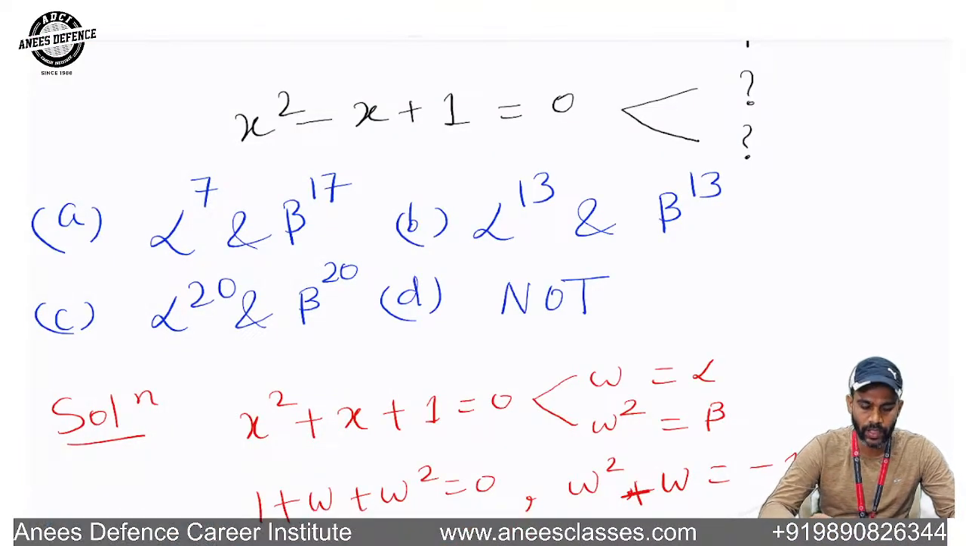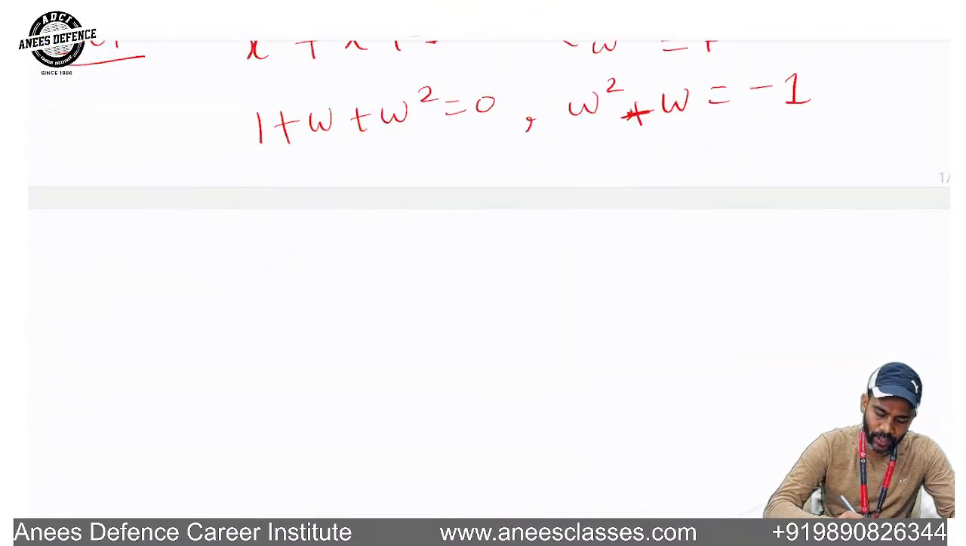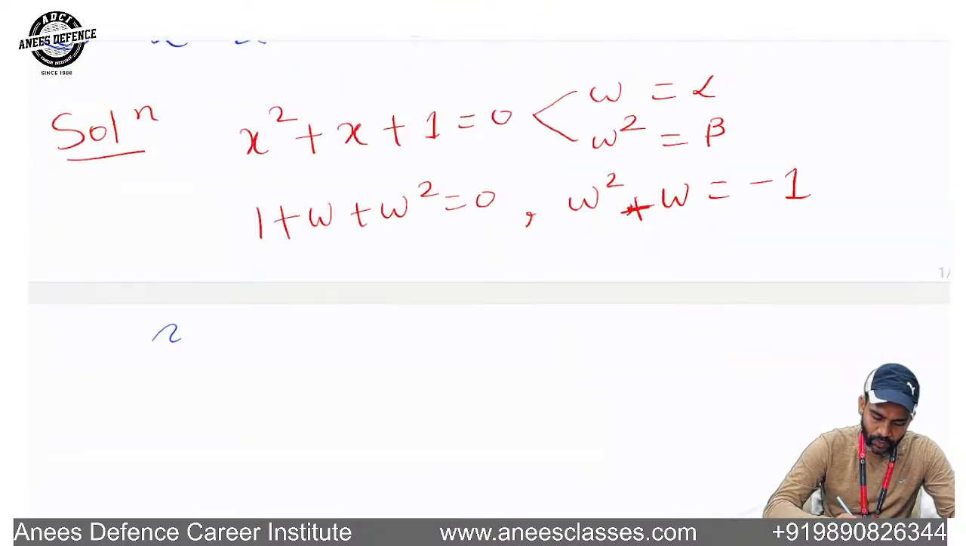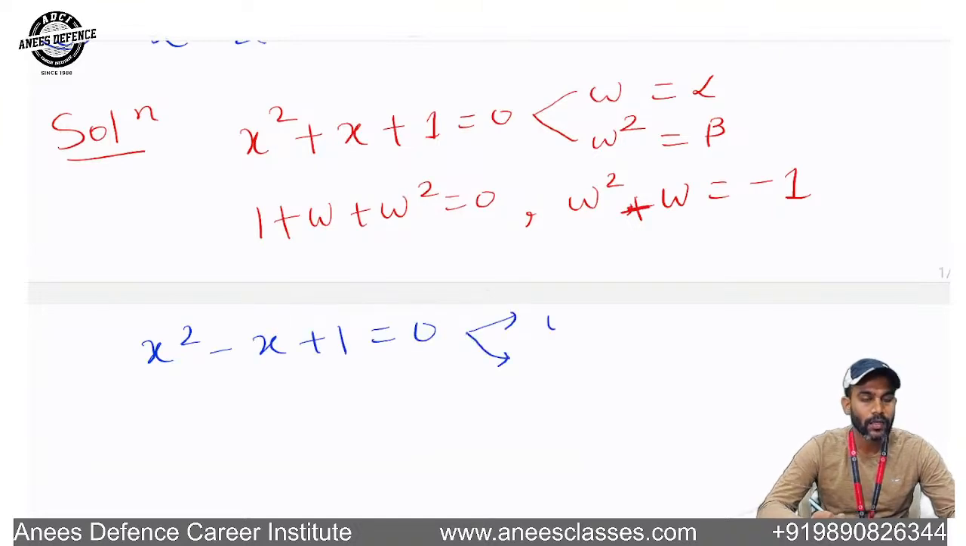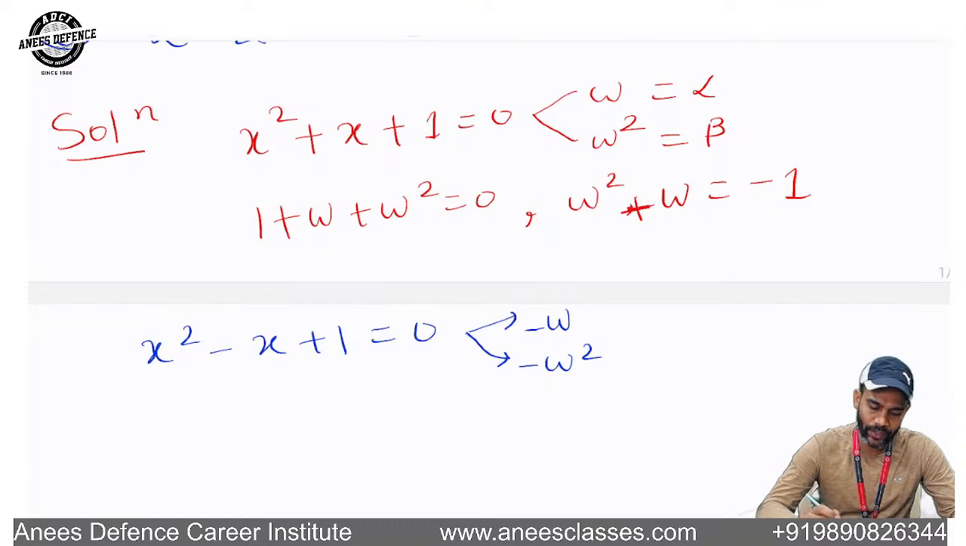Okay, see. So what was the other equation? X square minus x plus 1 is equal to 0. So you have to again remember the roots of this particular equation would be minus omega and minus omega square. Yes or no? Okay, very good.